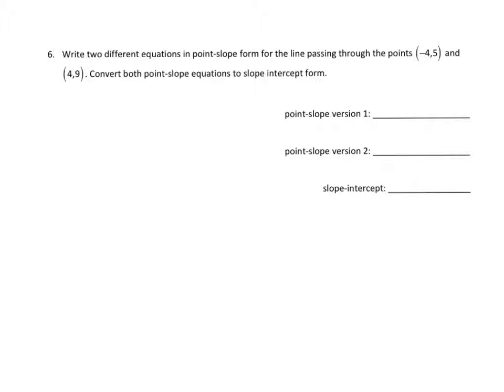In this next example, we're given 2 points and we want to write the equation. To use point-slope form, first we need the slope. We need 1 point and we need the slope. Again, the equation for point-slope is y minus y1 equals m times x minus x1.